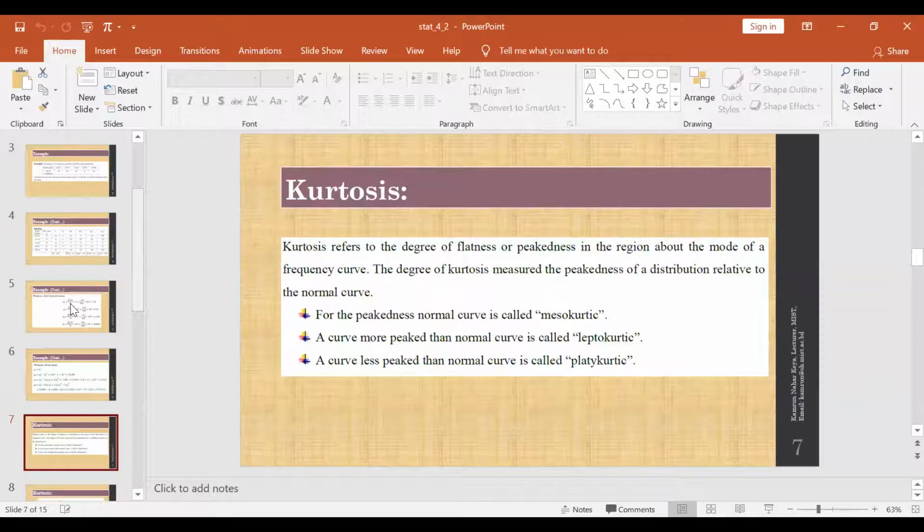Kurtosis. Any questions? Miss, yes. Why did you say u1 equals 0?